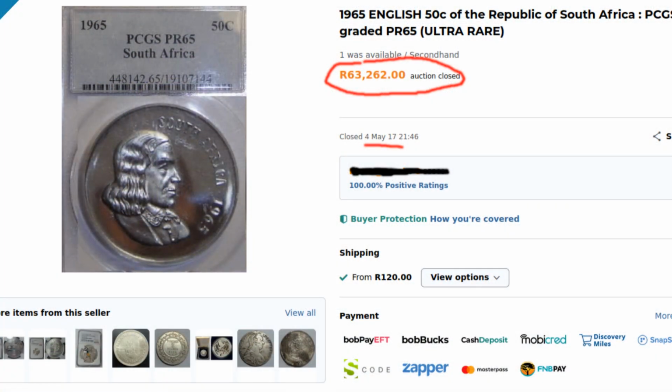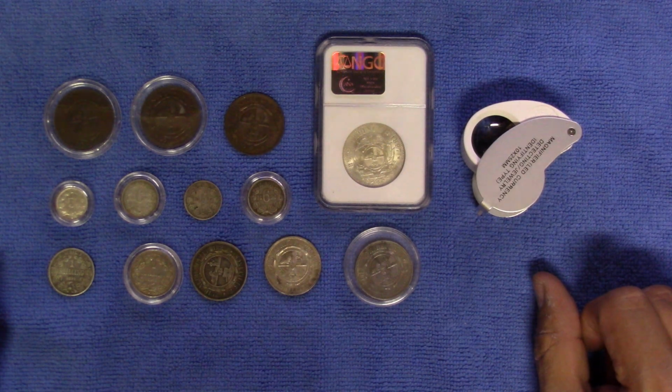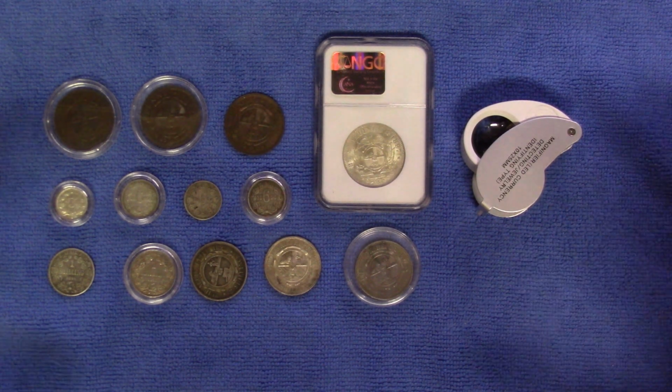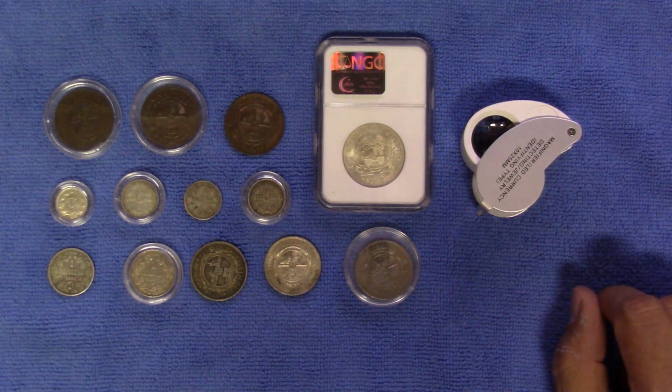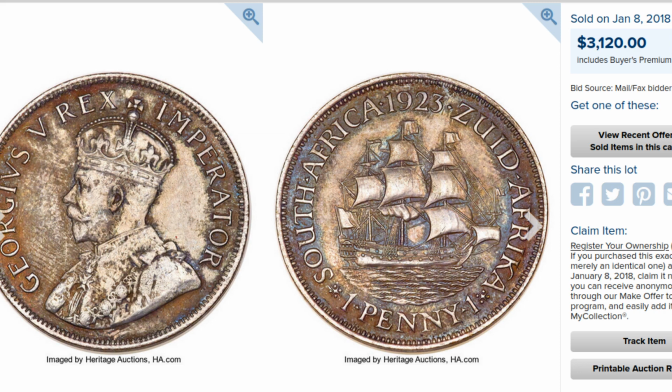An unknown number of these were minted before the die actually broke. It's estimated to be between 30 or 50 coins. The coin is incredibly rare and should fetch in the region of 70,000 rand upwards. The 1923 proof penny, on the other hand, even though it's much older, is far more common in comparison. In a recent auction on Heritage Auctions, someone bought an entire 1923 proof set, that's 10 coins in total, for $3,120.